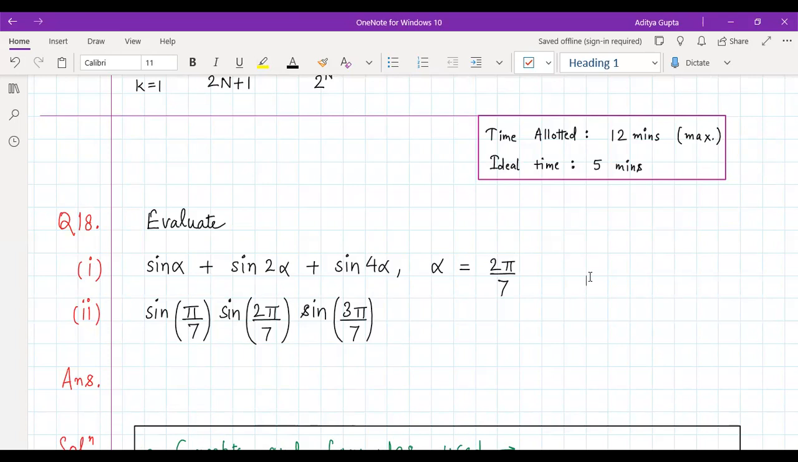The maximum time allotted for this question would be 12 minutes, and ideally you should try to do it within 5 minutes. So you can pause the video, give the question a try, and then return back to have a look at the solution. So I hope you all have tried it out. Now let us discuss how to solve the given question.